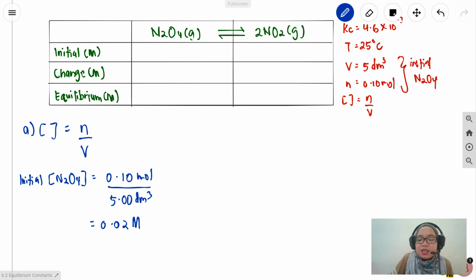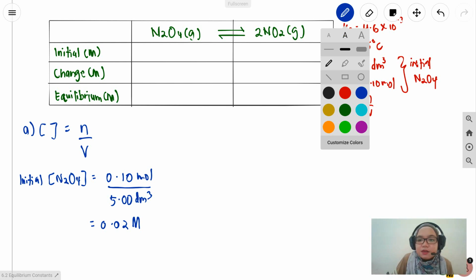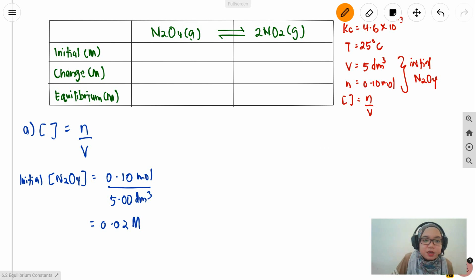So what you need to do is fill in the table here. This is the initial molarity of N2O4 gas. So initial is 0.02 molar, where this one is before the reaction happened. Before the reaction happened, what is the initial concentration of nitrogen dioxide? There is none, right? Because the nitrogen dioxide has not yet been produced or formed. So this one is 0.